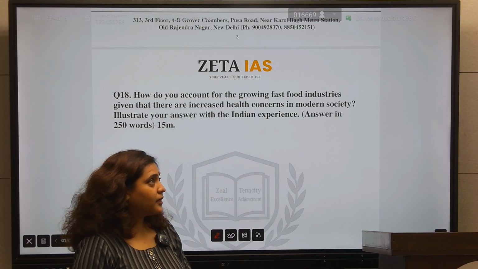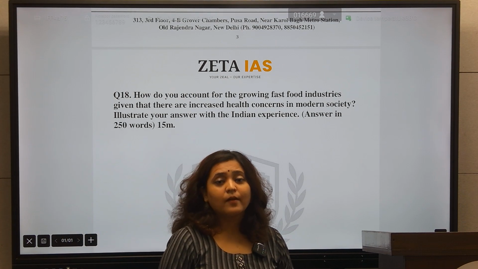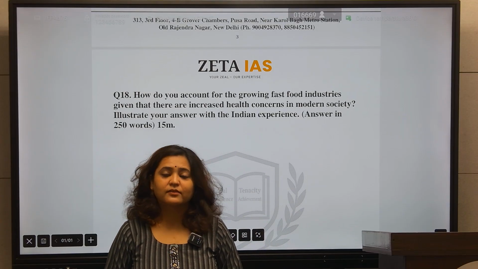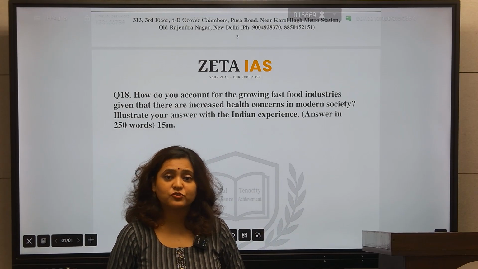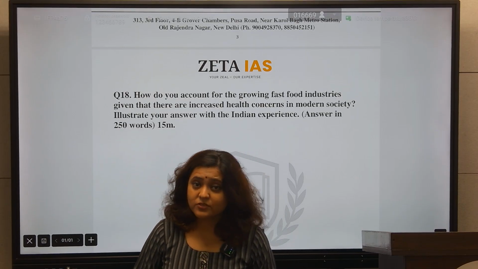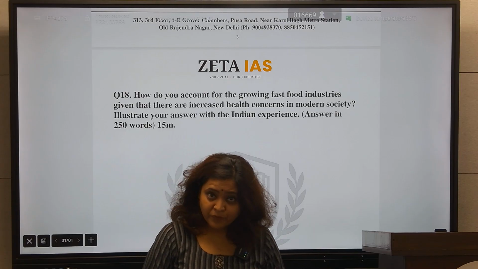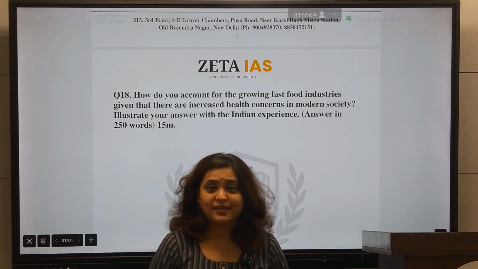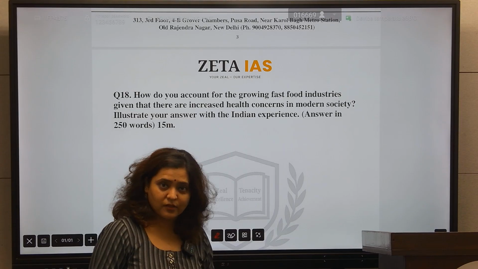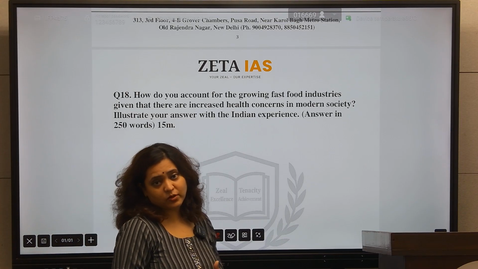On obesity, you can also use data here. The National Family Health Survey 5 has said that the obesity rate in India ranges from 23 to 24%, which is too high. Another report says that 25% of Indians today are obese, which is a lot. Given India's population, 25% amounts to a large number. So you see that these are the health concerns in modern society.